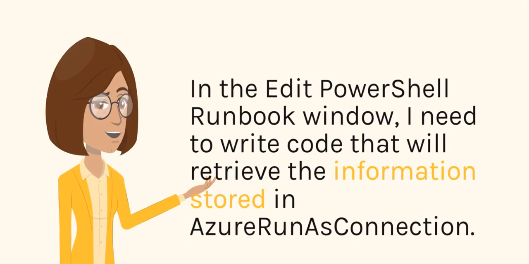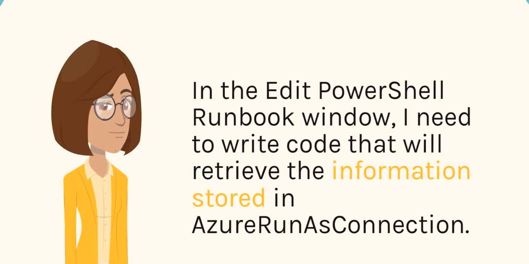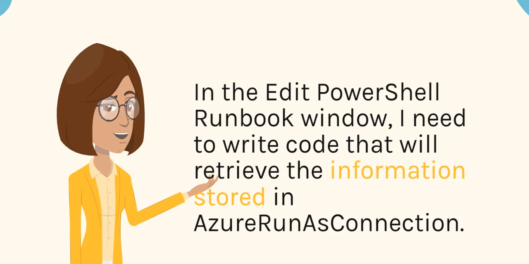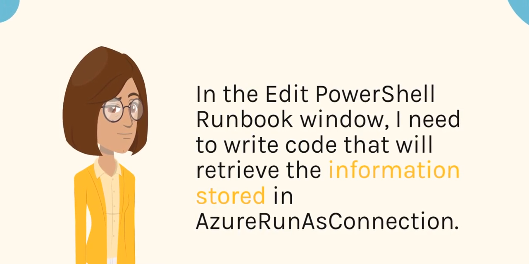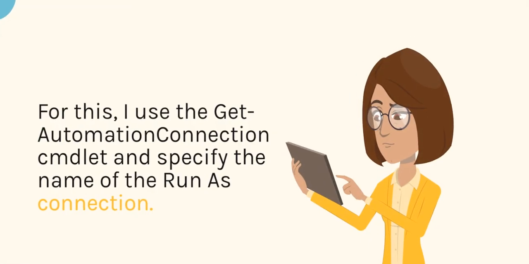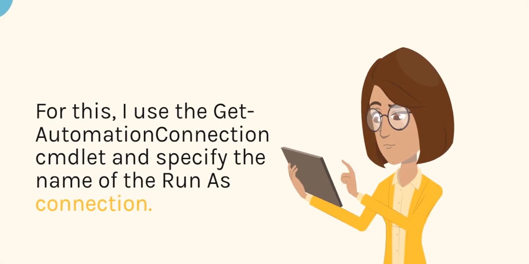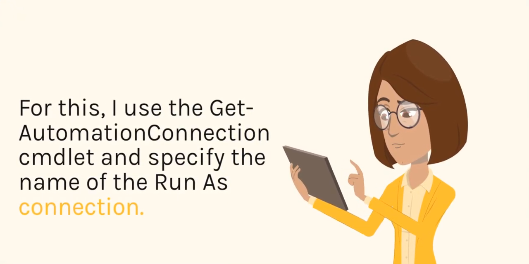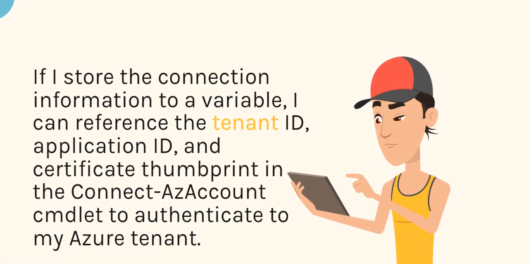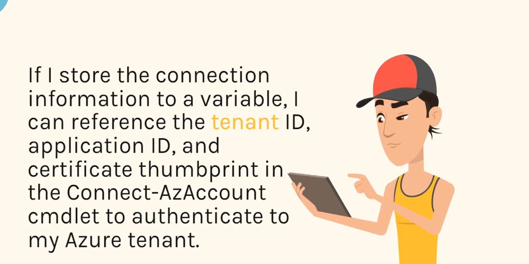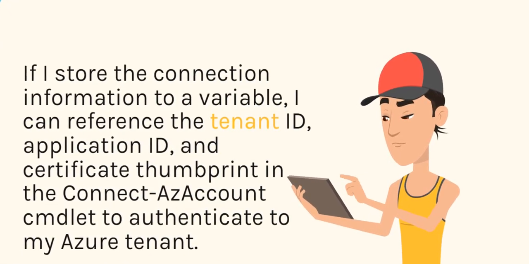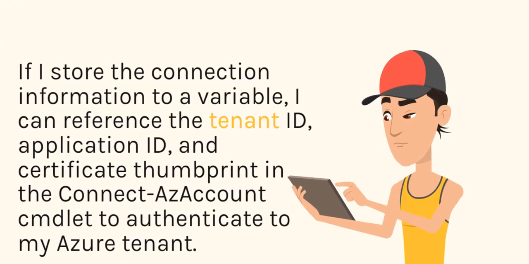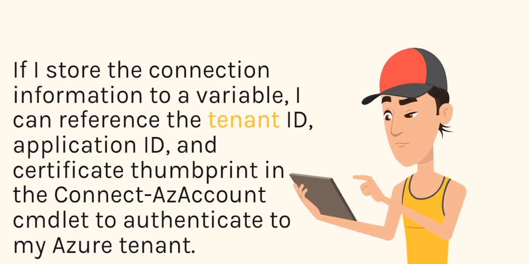In the Edit PowerShell runbook window, I need to write code that will retrieve the information stored in Azure Run As connection. For this, I use the Get-AutomationConnection cmdlet and specify the name of the Run As connection. If I store the connection information to a variable, I can reference the tenant ID, application ID, and certificate thumbprint in the Connect-AzAccount cmdlet to authenticate to my Azure tenant.